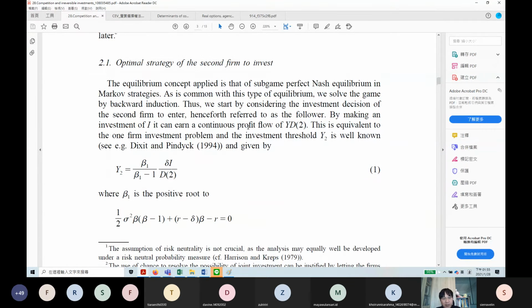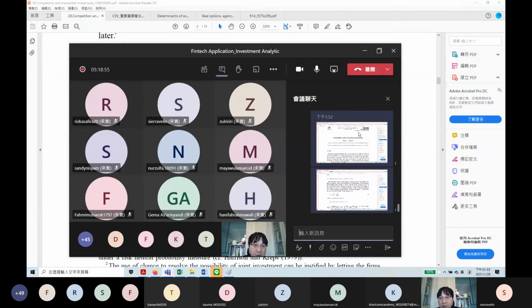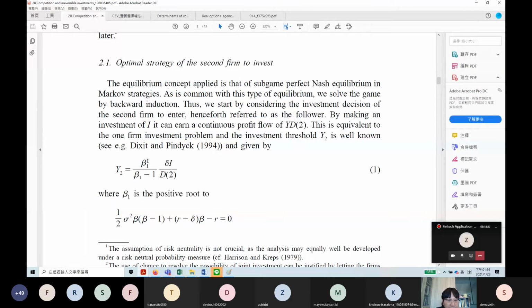Okay. So we have to find the criterion for the two players, right? The beta divided by beta minus 1. Last class I mentioned, right? The same, right?